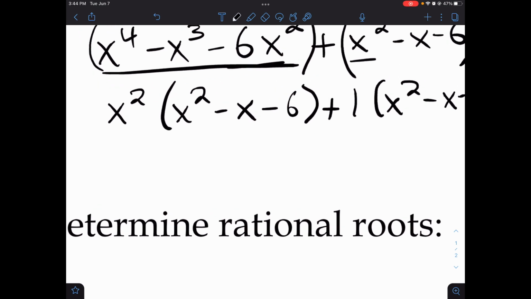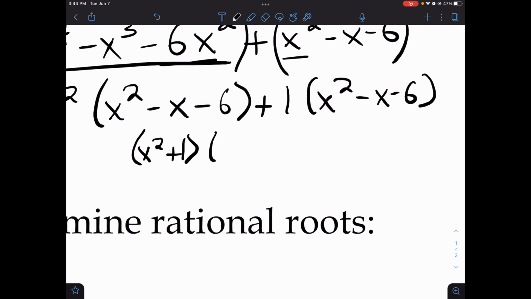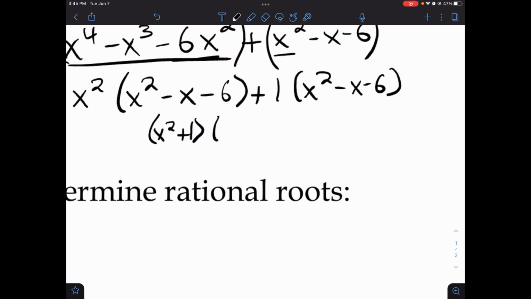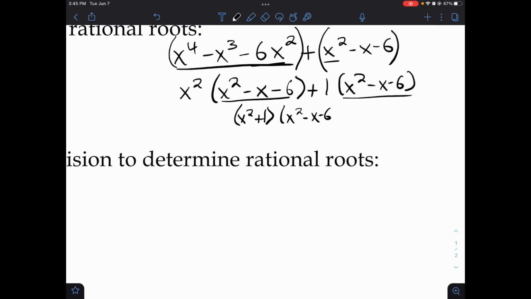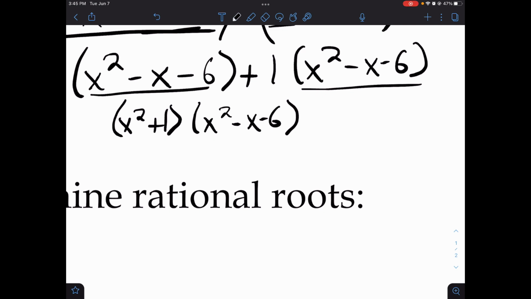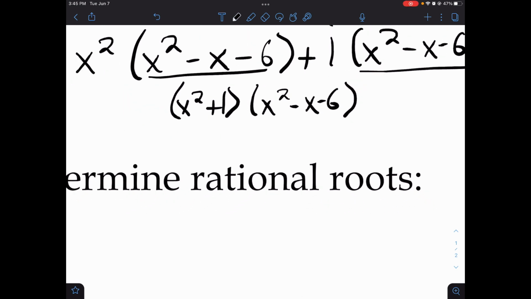So now we have our first factor, which will be x squared plus 1, and our second, let's just call it our second quadratic equation, x squared minus x minus 6, because this term right here and this term right here match up. So now we have that. Now this can't be factored further, but this term right here can.